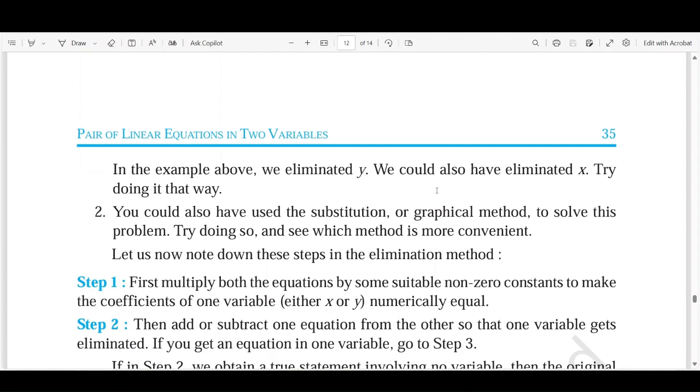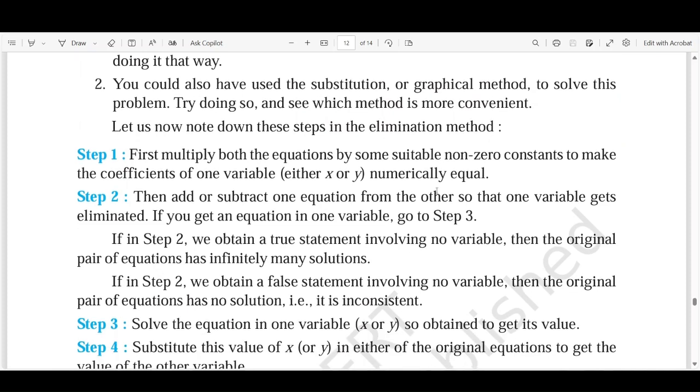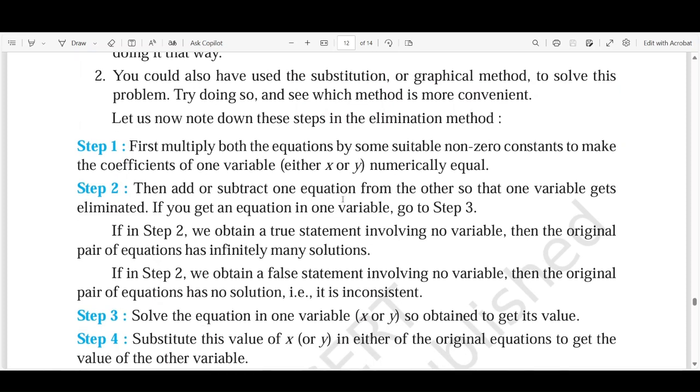And we have also discussed the ideas of substitution and graphical method. So if you take a problem and solve it with all three methods, you can find which method is more convenient than the remaining two. So here they have given the steps involved in the elimination method. First we have to multiply both the equations by some suitable non-zero constants to make the coefficients of one variable, either x or y, numerically equal. Sometimes it would be enough to multiply only one equation by a constant. So it depends upon the equations given to us.